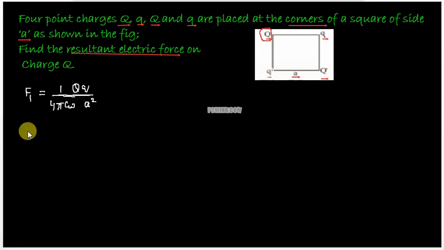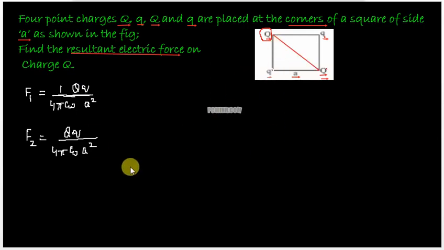And F2, if we say that is the force acting due to the other small q charge placed here, this one, so it would be the same, Qq upon 4 pi epsilon naught times a square. So these two forces would be same. But now what about the force due to this Q? For that we first need to find out this distance between the two charges.